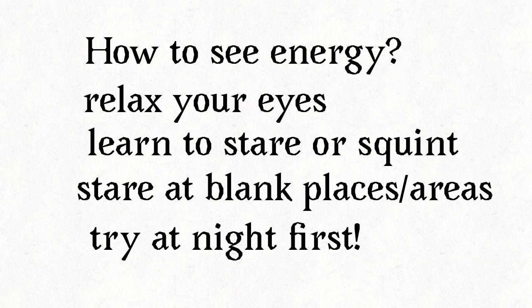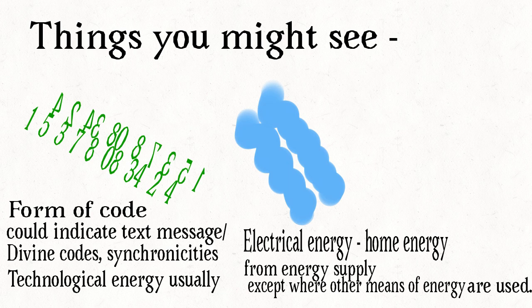How to see energy? Well, relax your eyes and learn how to stare or squint. Stare at blank places or areas and try first in the dark. Here are some things that you might see when you're looking. Greenish numbers or forms of code, data, that kind of thing. Electrical energy, so around plugs or sockets.